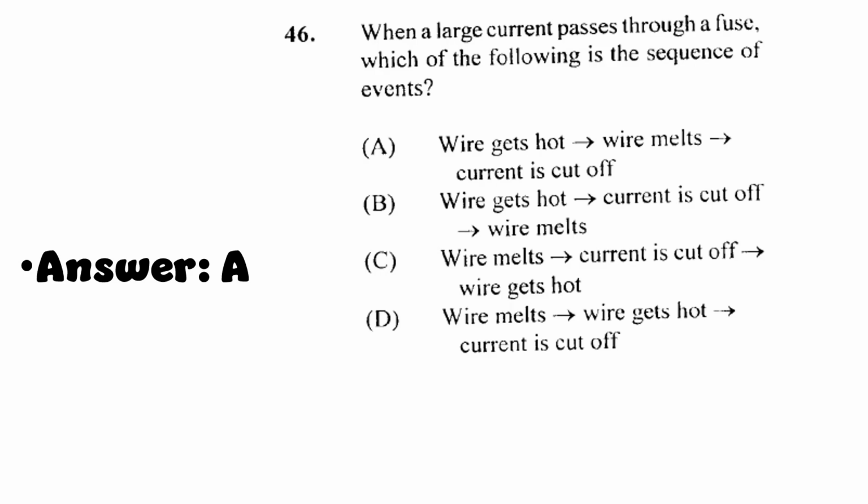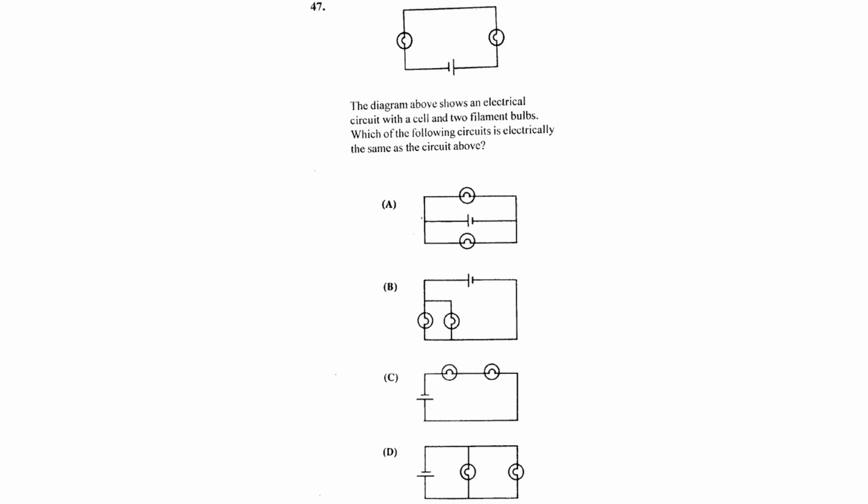That's impossible. Number 47. The diagram above shows an electrical circuit with a cell and two filament bulbs. Which of the following circuits is electrically the same as the circuit above? Well, if you notice in the diagram above, both filament bulbs are connected in series with each other and in series with the cell. So which of the four options A, B, C, or D are connected in series? That would be option C.